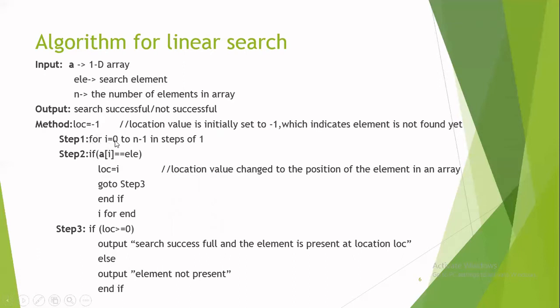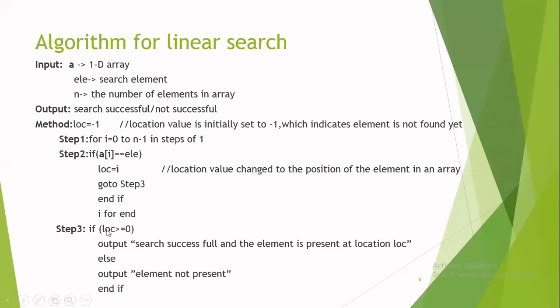Now we are going to compare the given search element with every element in the list. For that, I'm using a looping statement which runs from 0 to n minus 1. So 0 to n minus 1 are the values of the array indices. We will compare a of i with the given search element. If a of i is equal to the search element, then we are going to update the location pointer variable to the i value. After updating the location pointer variable, you will go to step 3.